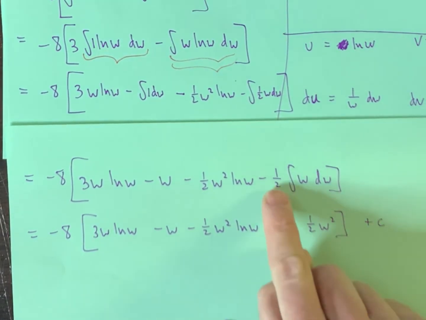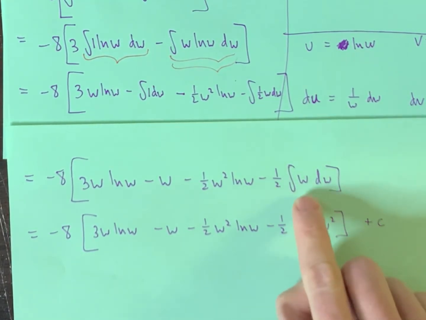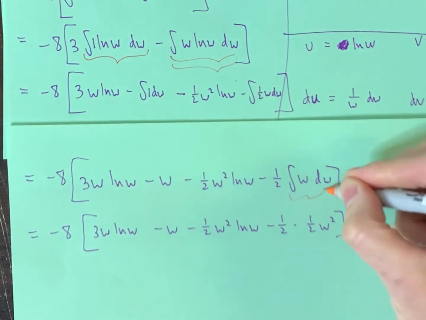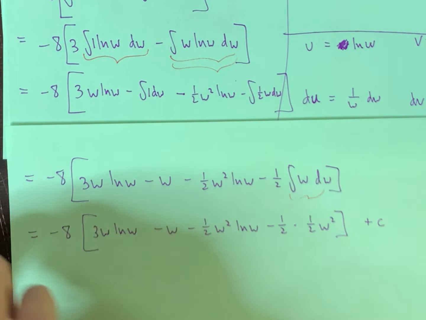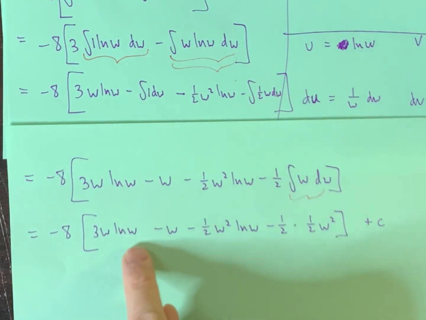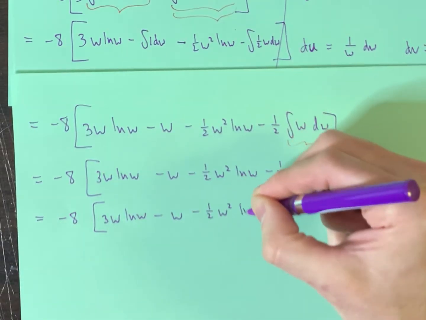So let's see. So the negative 1/2 was there. And then the antiderivative here of w is 1/2 w squared. Keep the plus c if you want to. Now, I don't think anything can be combined here. Let's simplify this a little bit.